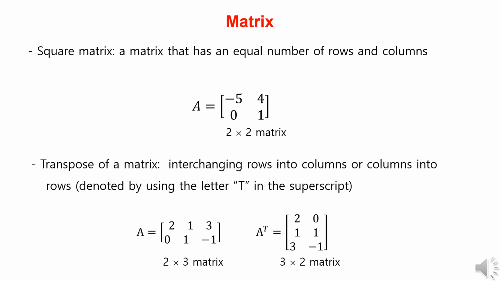Additionally, a matrix with an equal number of rows and columns is called a square matrix. Here, we are showing a 2 by 2 square matrix, where both the number of rows and columns is 2.